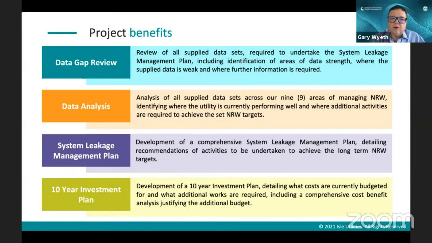So that sort of cost benefit analysis really is useful for the investment plan.